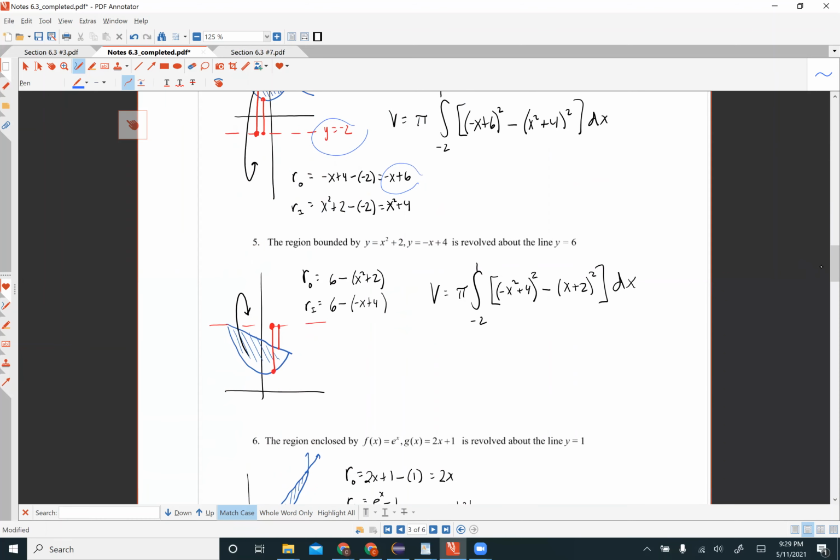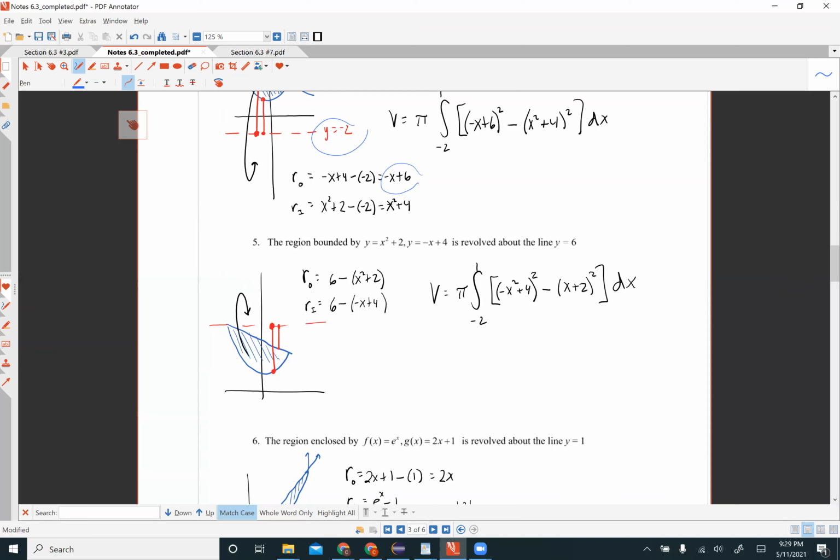Okay, here, so let's see. This is kind of the same thing, only now the line is above the curves. In this case, the higher curve is actually closer to the line y equals 6 than x squared plus 4. So what, in this case, is the radius here?